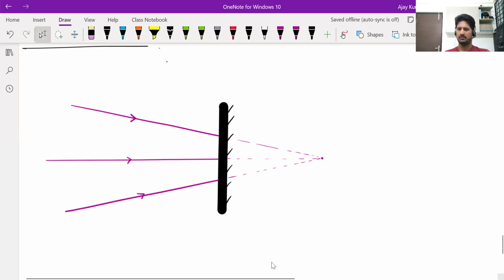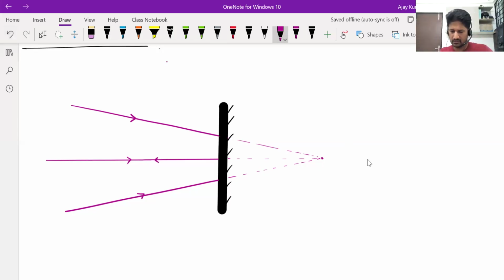Will they meet anywhere? So they converge in front of the mirror. They will converge in front of the mirror. Why? Because they have to follow the laws of reflection. First one, the middle ray is incident along the normal. It undergoes normal incidence. It gets reflected straight back.